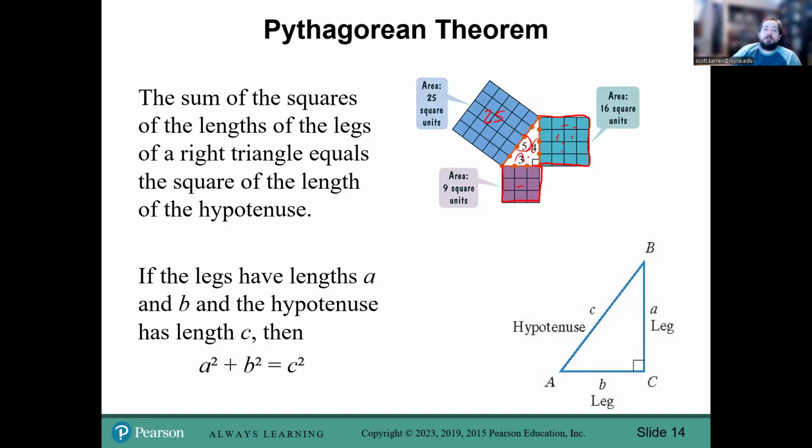Right? But this is true for any right triangle. If I have a right angle in my triangle, then for any of these, a squared plus b squared is going to be equal to c squared. This is one of the most proved mathematical theorems like ever. I think there's a book out there with something like on the order of 2,000 different proofs for this, which is crazy.